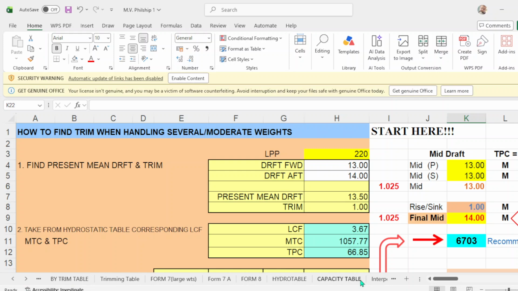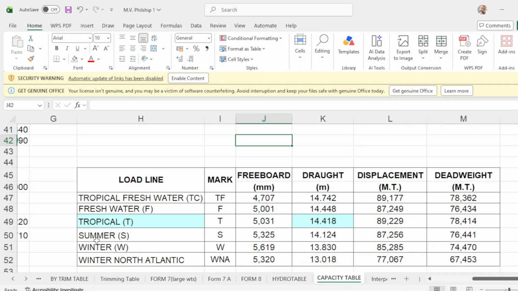The maximum zone of this vessel is tropical, and the maximum draft is 14.14. Okay, just take note of this one. So let's start.